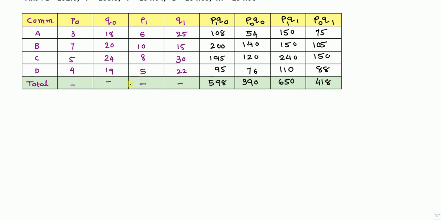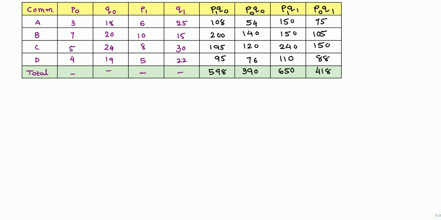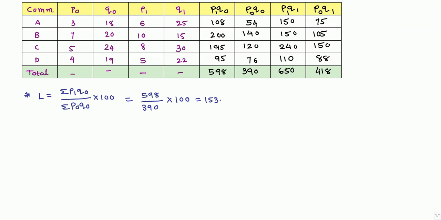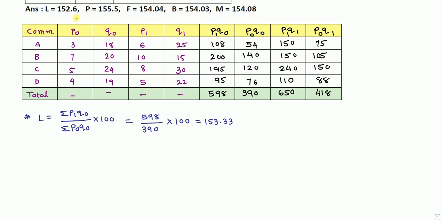Okay. Now after preparing our table, find out all four index numbers. Our first index number is LASPEYRE'S index number. L is equal to sigma P1Q0 upon sigma P0Q0 multiplied by 100. P1Q0 is 598 divided by 390 multiplied by 100. Okay, what is our answer? 598 divided by 390 multiplied by 100 is 153.33.